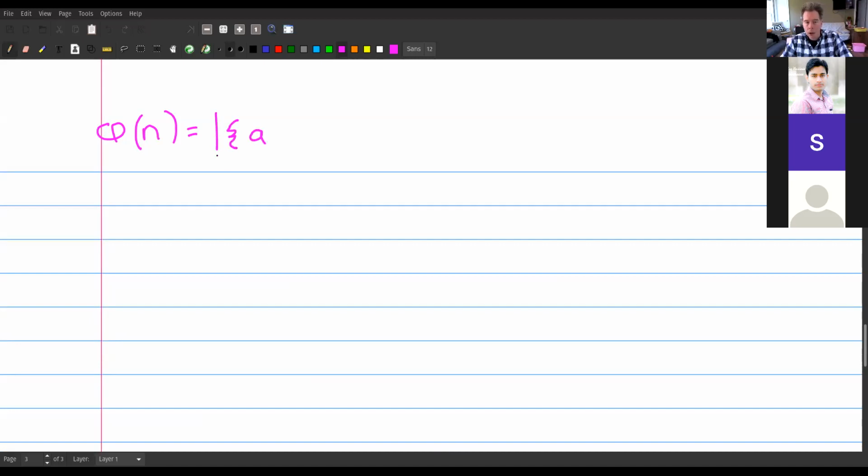So this is the cardinality of the set of integers A, such that the GCD of A and N is equal to 1. Okay, so this is a set, and when you put those vertical bars around a set, you get the cardinality. So let's do an actual example real fast.